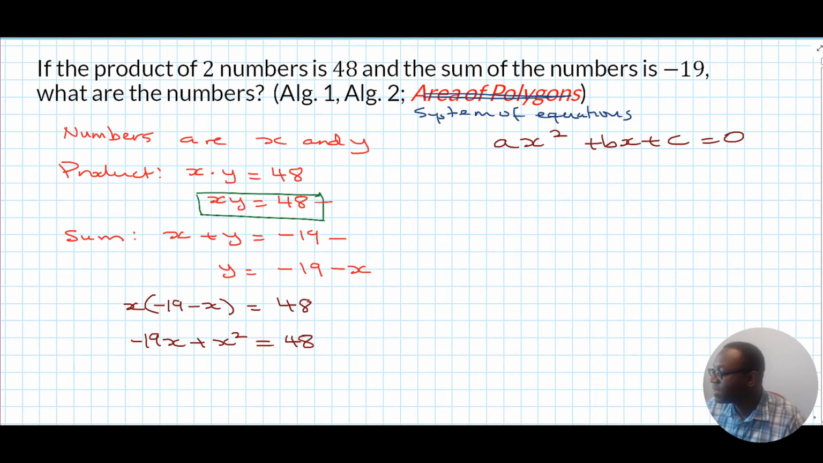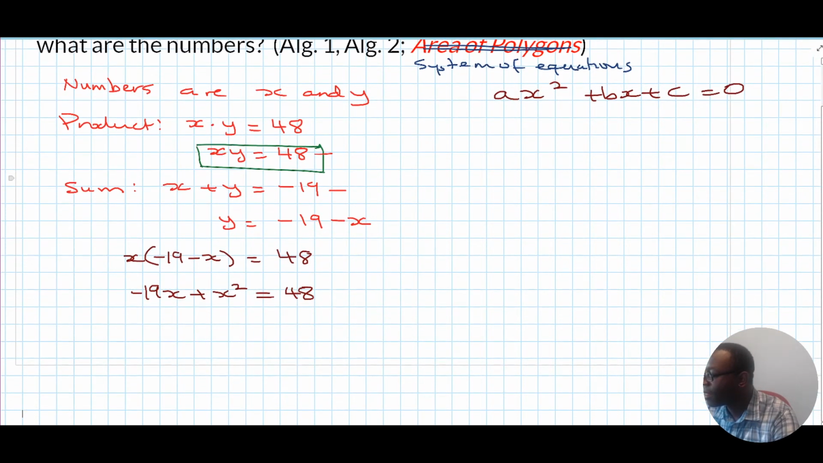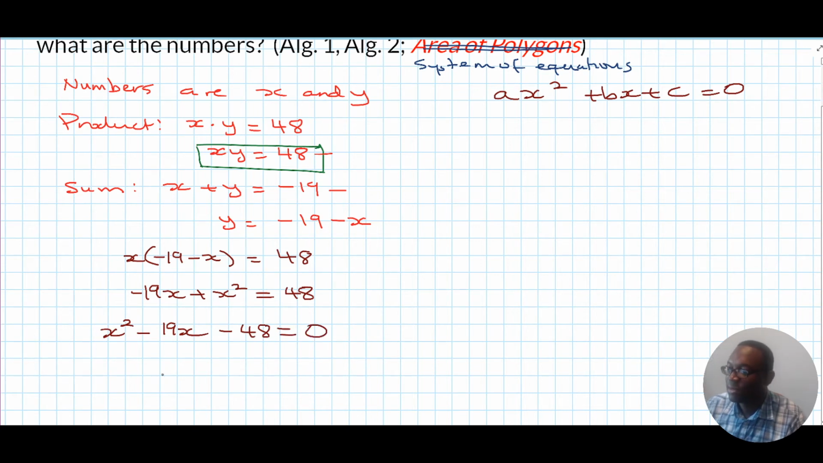So that's our next assignment here. So we're now going to write it in that form. So we're going to have x squared minus 19x minus 48 equal to 0. So now this is the expression we're going to factor. So this is the equation we're going to factor. I'm going to use the quadratic formula.